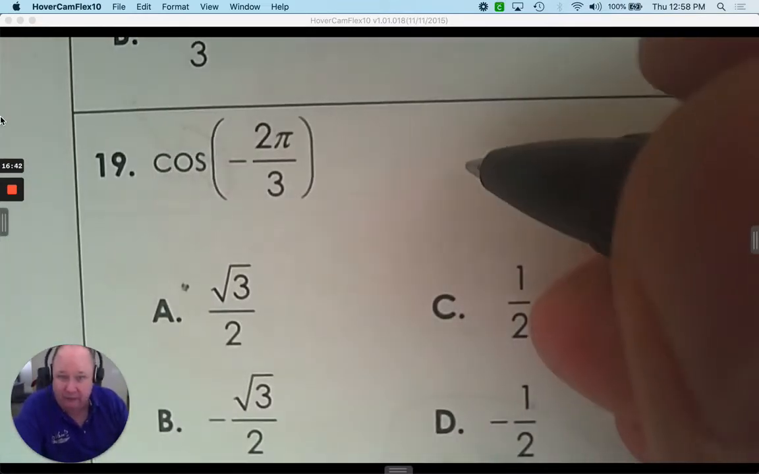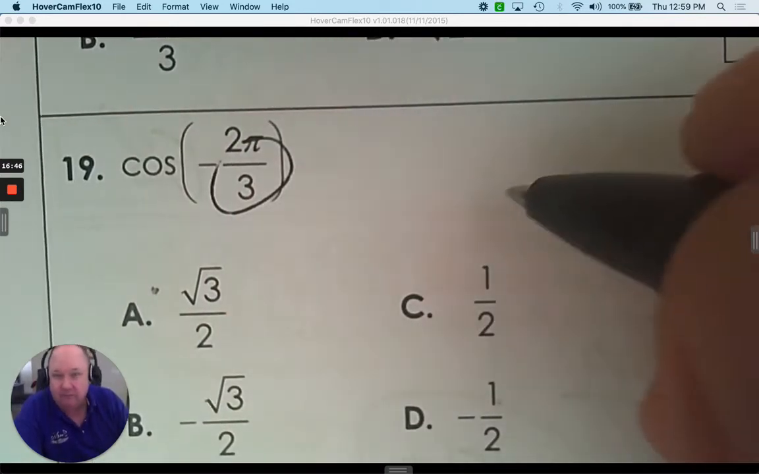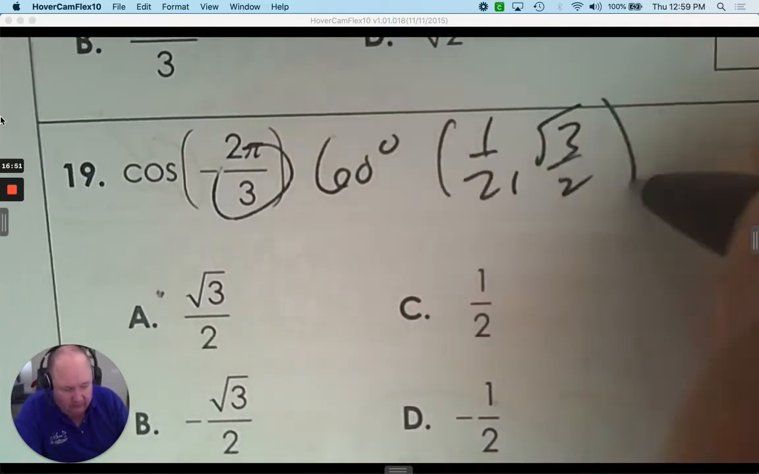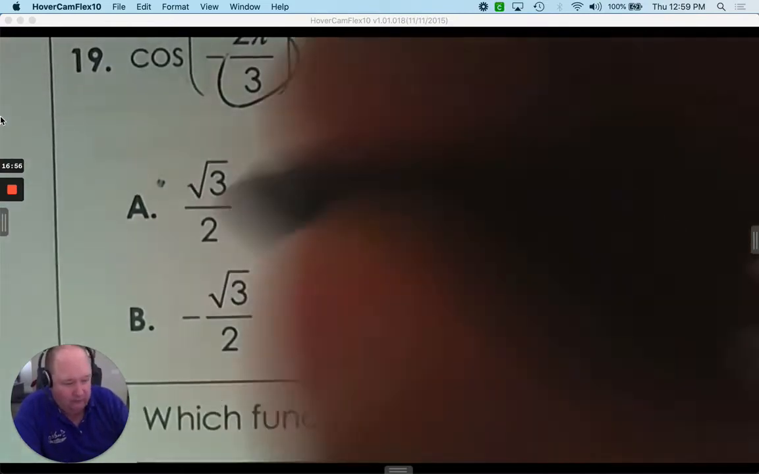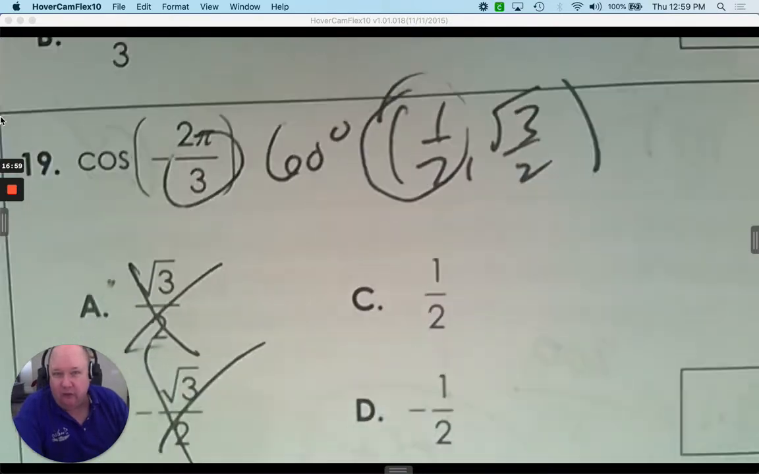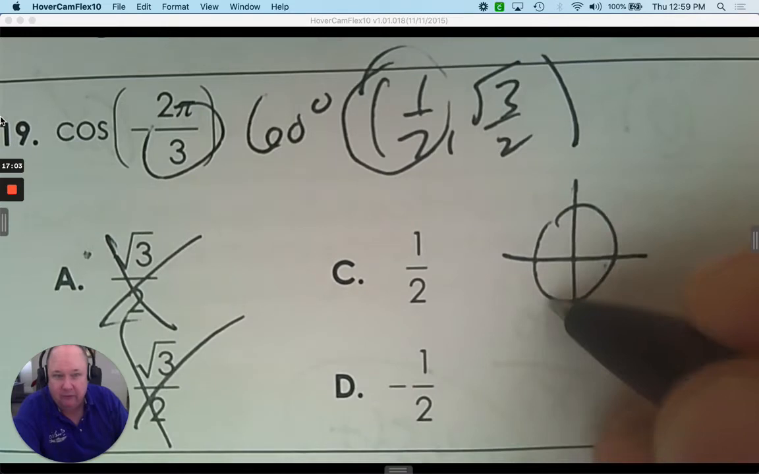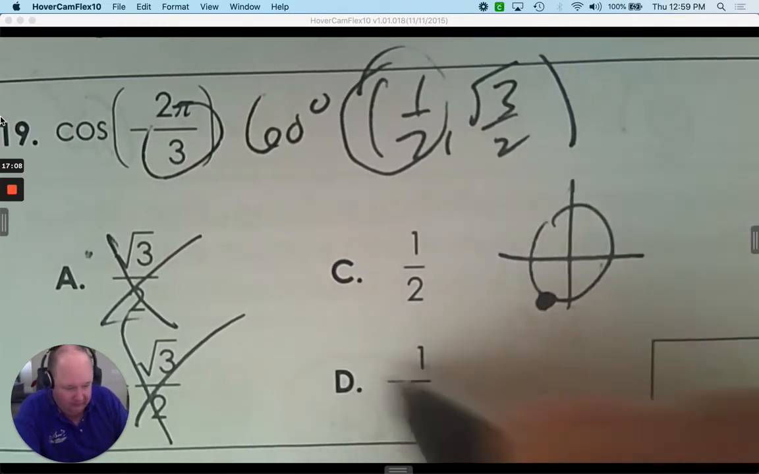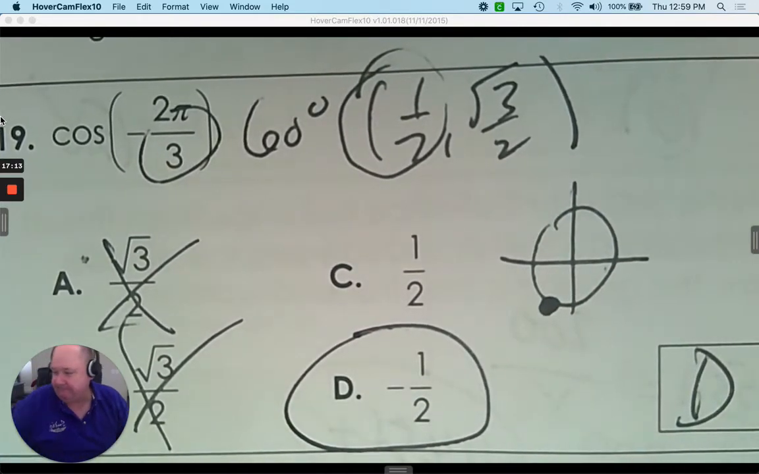Number 19, the value of cosine at negative 2 pi over 3. So to understand that, I know the denominator is 3. It's a 60-degree reference angle. That's 1/2 and root 3 over 2. So that means the answer is either positive 1/2 or negative 1/2. So these are wrong. And then I just need to know the quadrant we're in. To think of the unit circle, negative 2 pi over 3 would end up right here if I was measuring clockwise. So in quadrant 3, the x-coordinate is negative. So the answer is D.